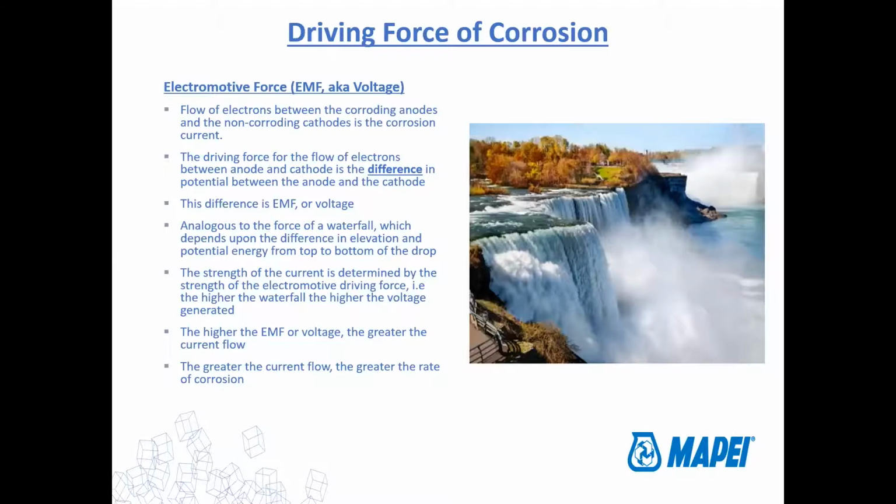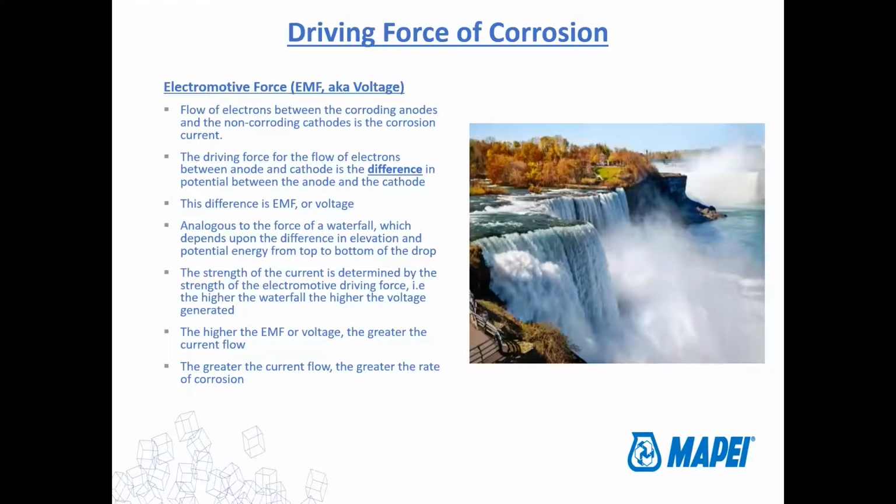So, what drives corrosion? Really, it's the electromotive force. Corrosion is measured when you're talking corrosion currents. What you're talking about is the flow of electrons between the anode and the non-corroding cathode. One way to think about that is as a waterfall. That flow of electrons is creating a potential difference between the anode and the cathode, a difference in electrical potential. That difference in electrical potential is known as EMF or voltage.